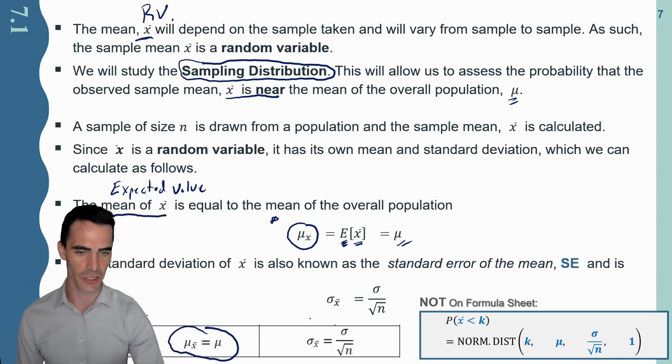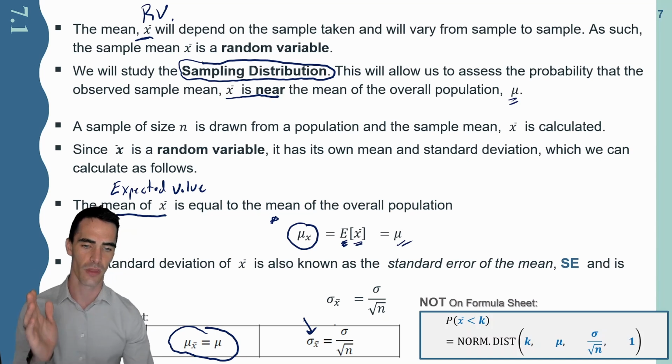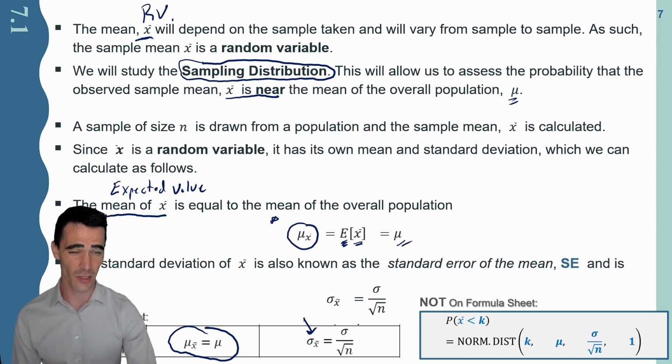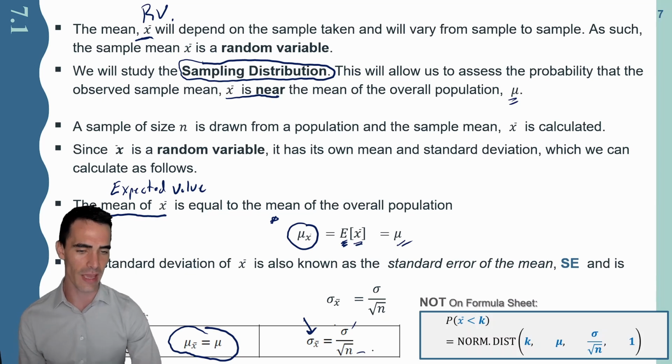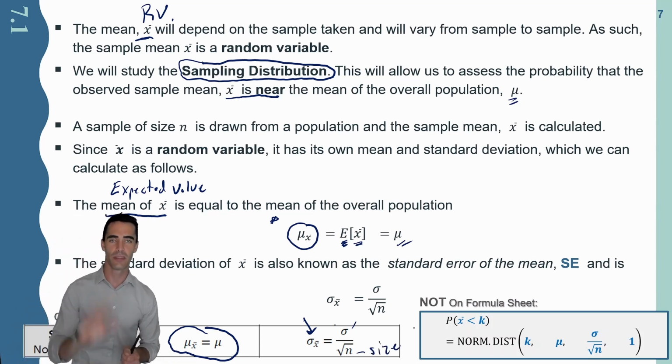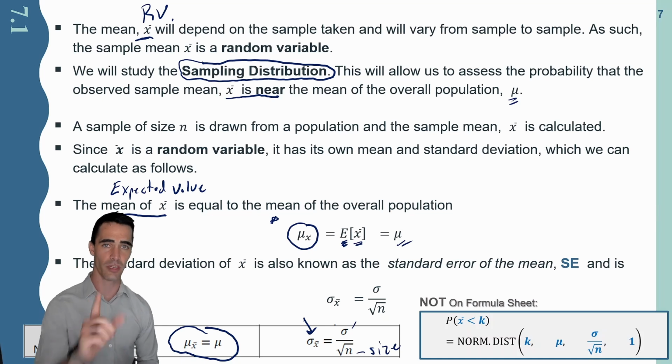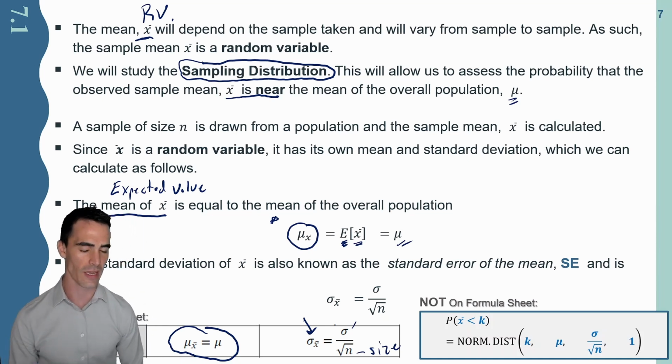The spread is a bit more interesting. The standard deviation of the sample means is the regular population standard deviation divided by the square root of n. If you remember, n represents the size of our sample. This distribution is going to be normally distributed. We'll get into why it works out that way in a minute.